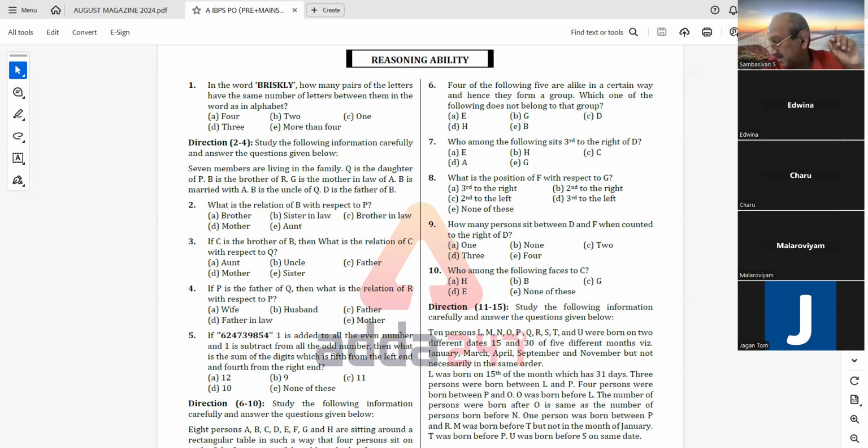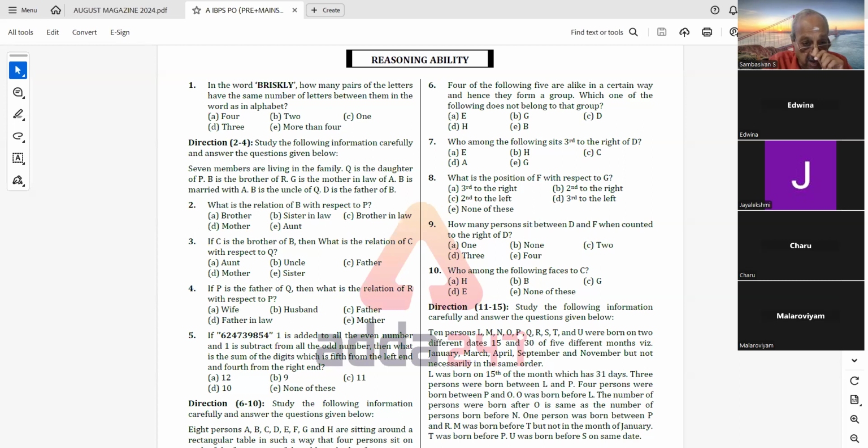Yes, could you get the answer? What is the answer for this? Three, Jayalakshmi, correct. The answer is three. What are the pairs, please? I and L. Okay. I and K. Okay. K and L. Super. Very good. I am happy. So you have done question number one.